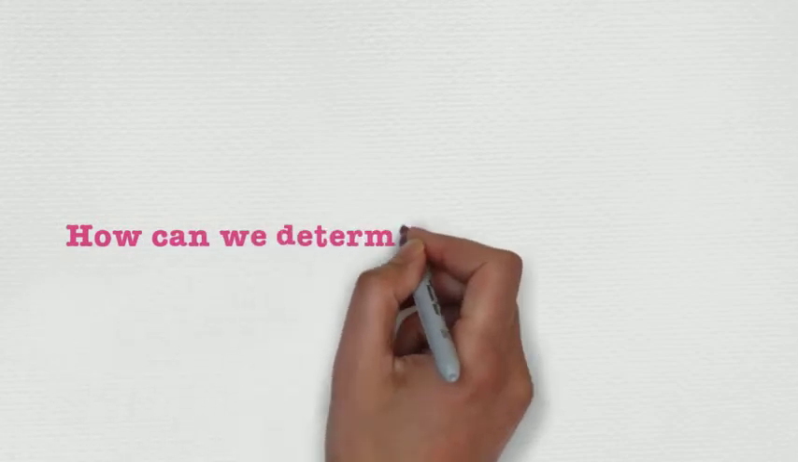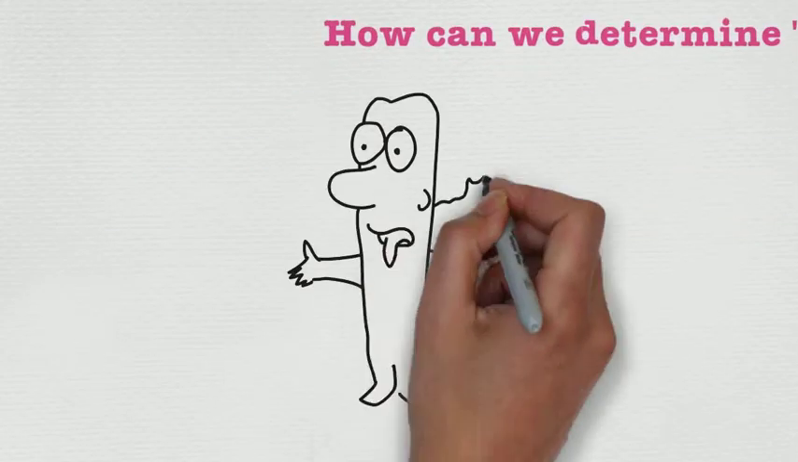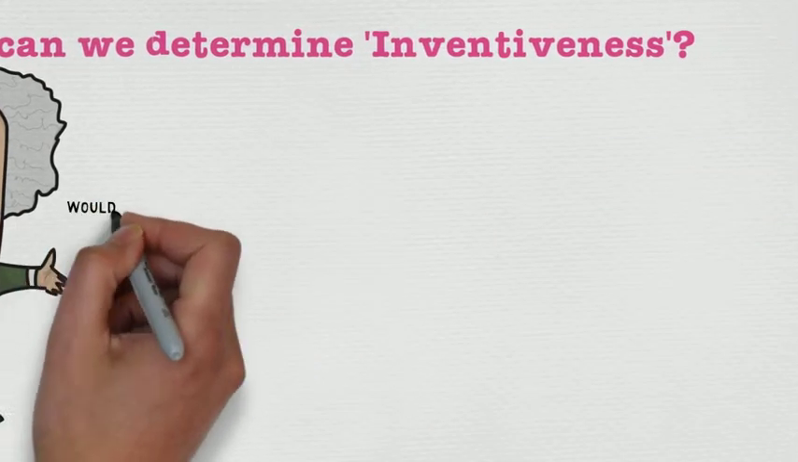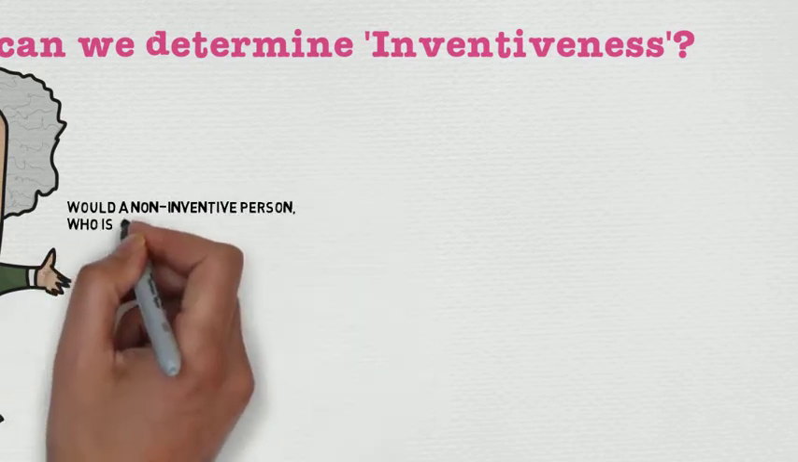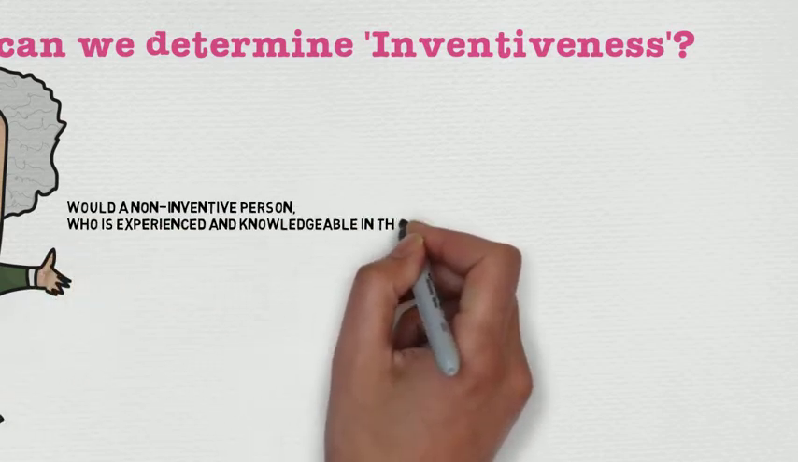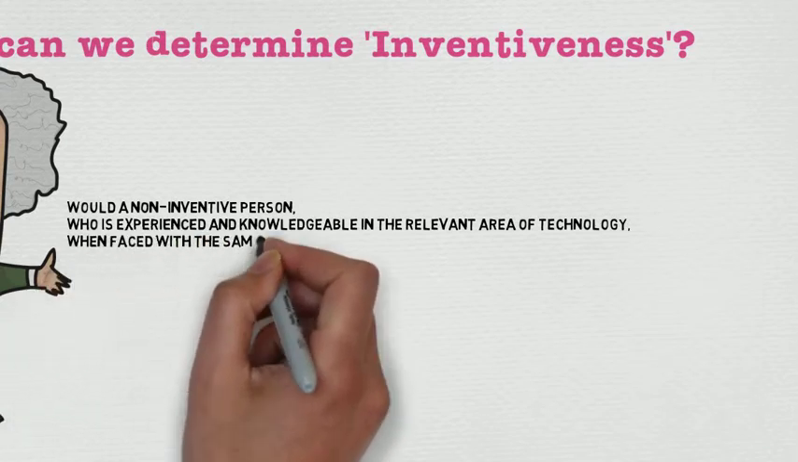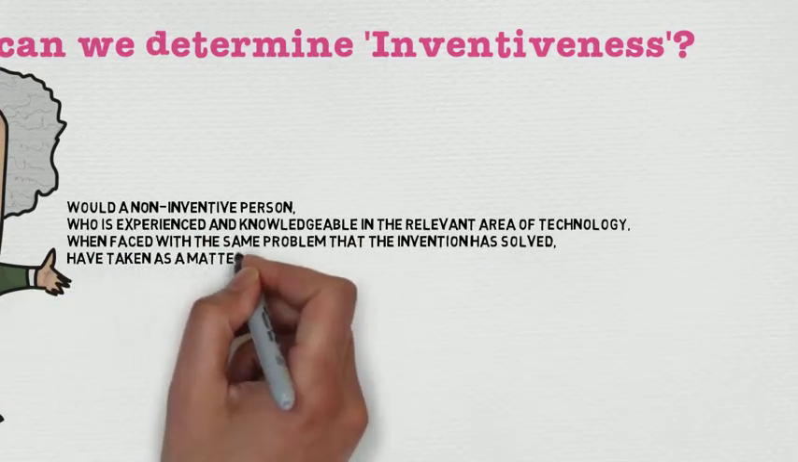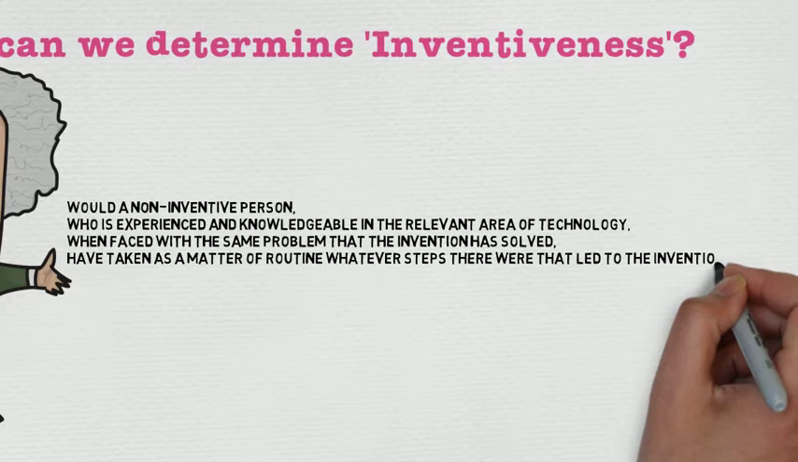In order to determine if something is inventive to meet the threshold, we question, would a non-inventive person who is experienced and knowledgeable in the area of technology to which the invention relates, when faced with the same problem that the invention has solved, have taken as a matter of routine whatever steps there were that led to the invention?